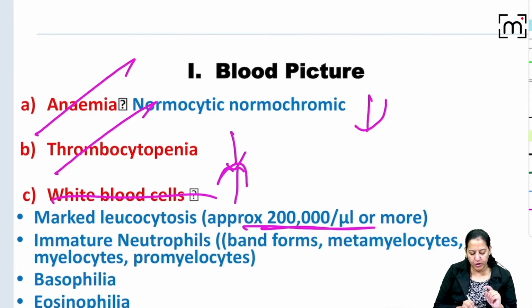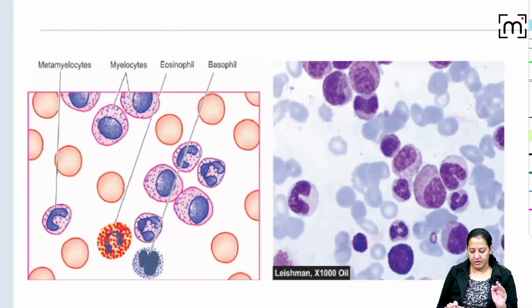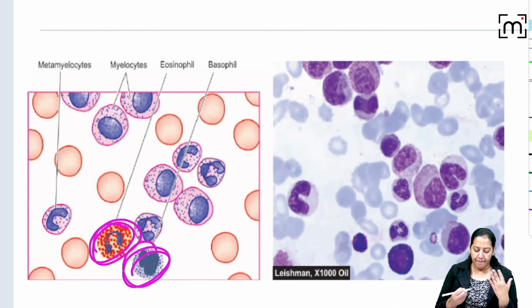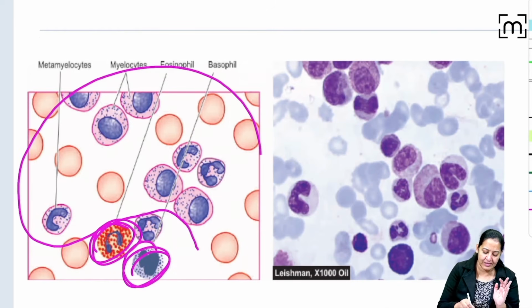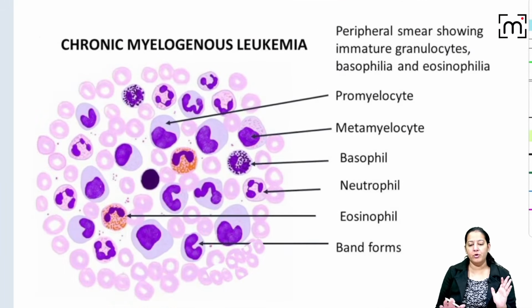Most of them are neutrophils only. The precursors of the neutrophils, that is promyelocyte, myelocyte, metamyelocyte, and band forms, are present. Along with them, the neutrophils, basophils, and eosinophils are also there. So that is the blood picture. Here you can see the blood picture. This is an eosinophil here. This is a basophil here. Apart from which you can see an abundance of cells, all of them precursors of the neutrophils. They can be band forms, promyelocytes, myelocytes, metamyelocytes, all of them. So this is a beautiful blood picture.